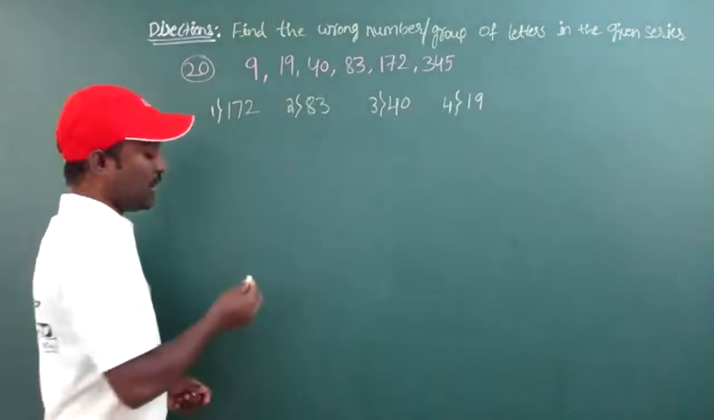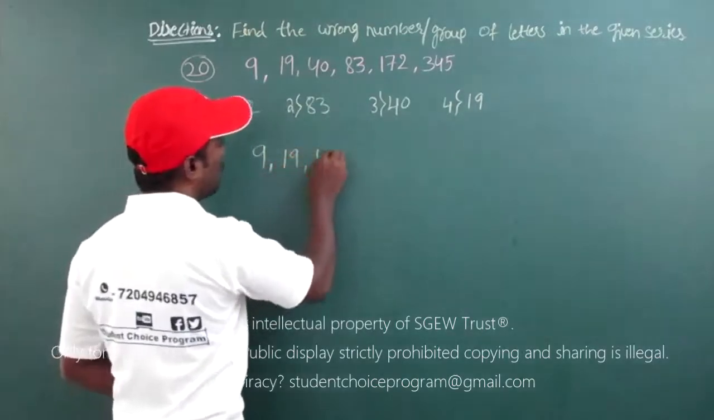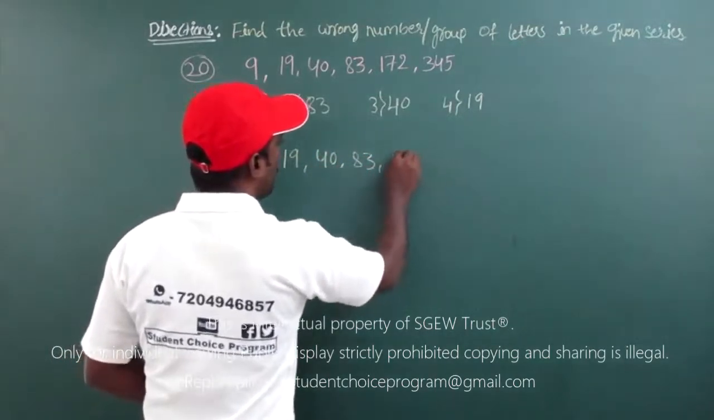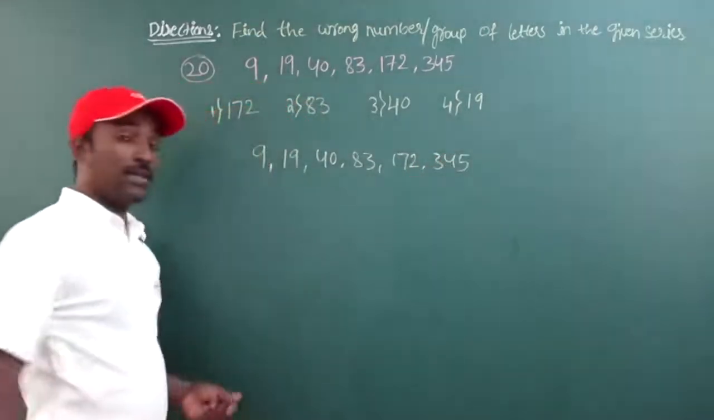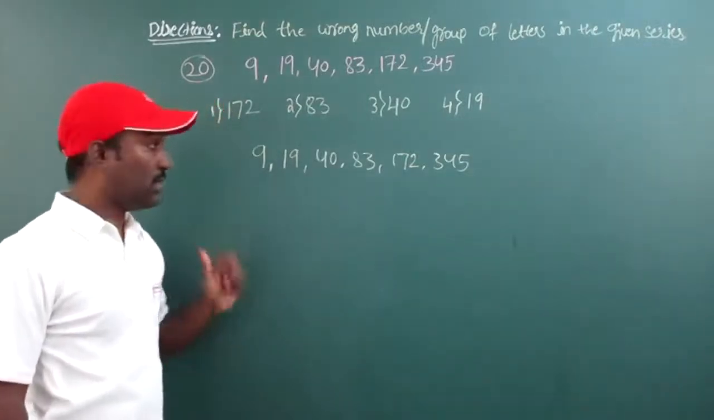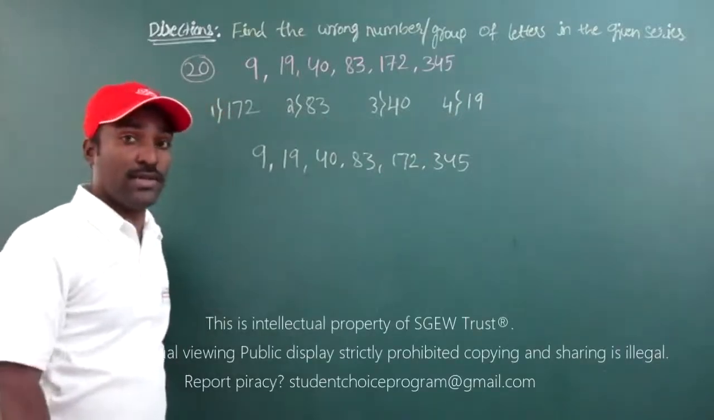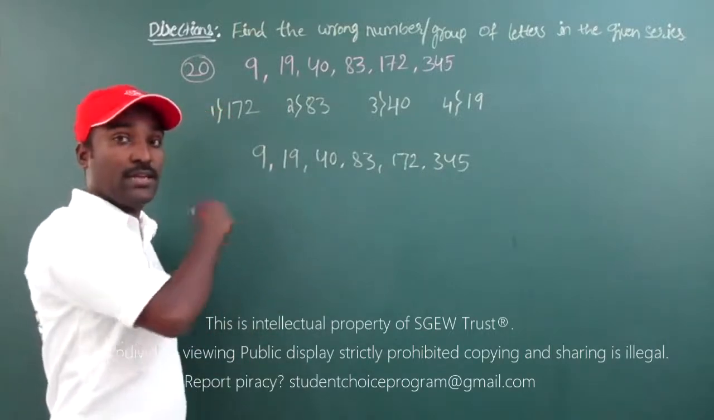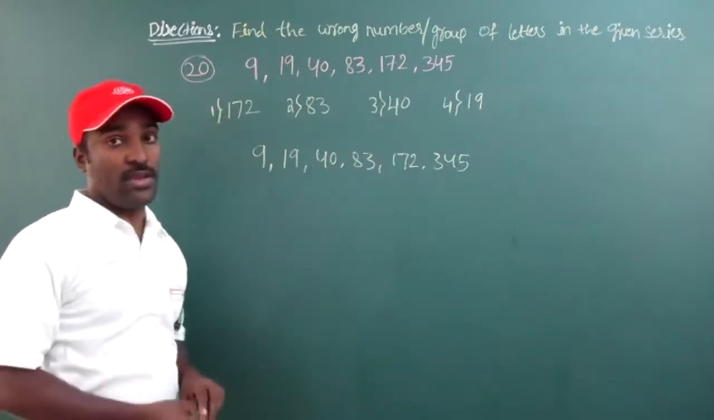So first consider the given series: 9, 19, 40, 83, 172, 345. In the given series, one number is wrong, so we have to find that number. By observing these numbers, you have to find the relationship or the logic behind the series, how this series is formed.